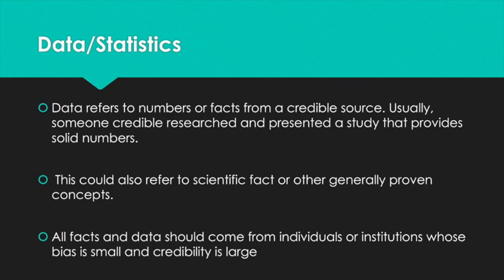So data and statistics. Data refers to numbers or facts from a credible source. Usually someone credible researched and presented a study that provides solid numbers. This could also refer to scientific fact or other generally proven concepts. All facts and data should come from individuals or institutions whose bias is small and their credibility is large. We're going to talk about how to tell what sources are credible in a few minutes.